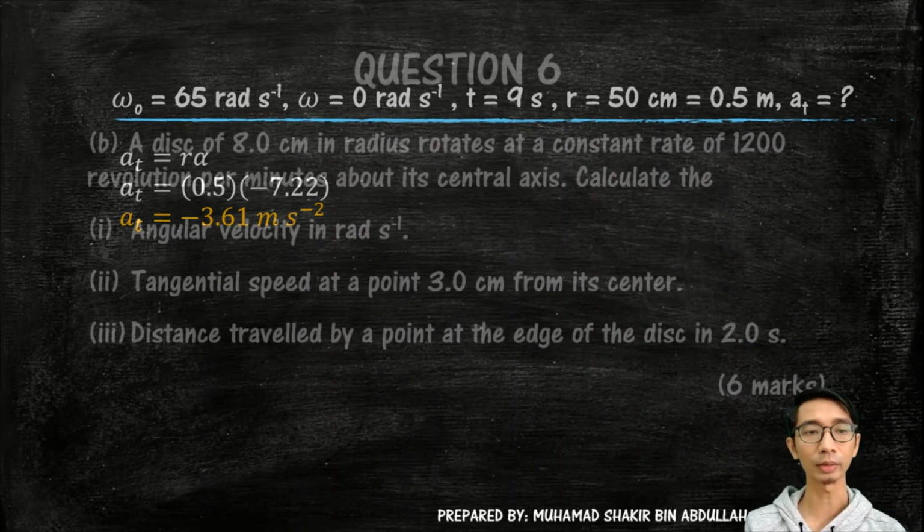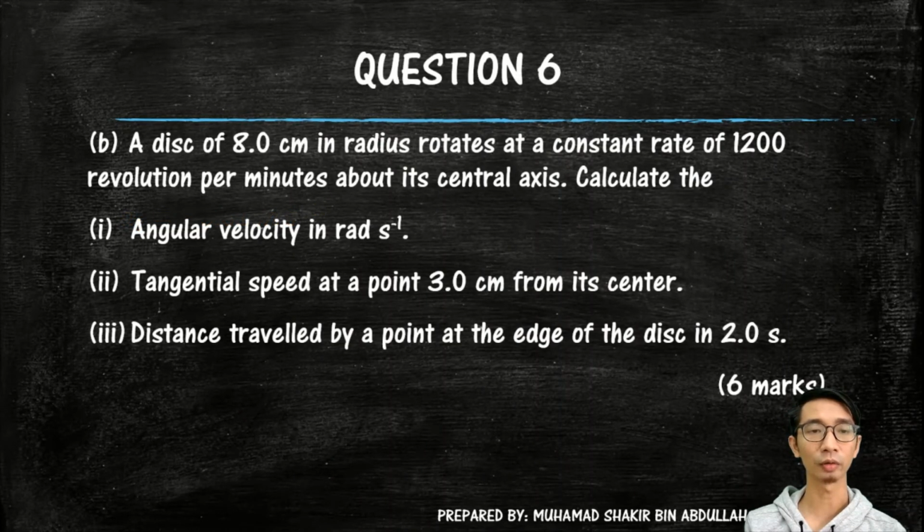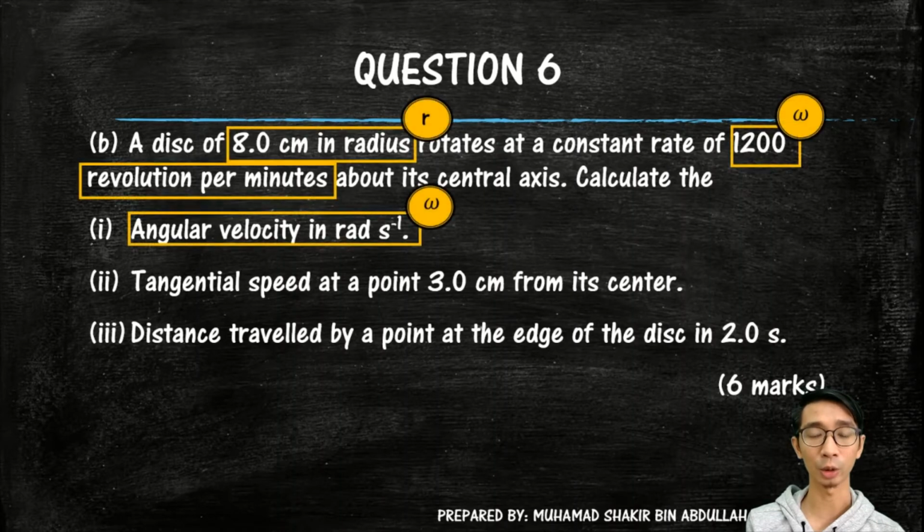Okay, that's it. Let's move on to question 6 part B. A disc of 8.0 cm in radius rotates at a constant rate of 1200 revolutions per minute about its central axis. Calculate the angular velocity in radian per second. Okay, so let us check our key points in this question.